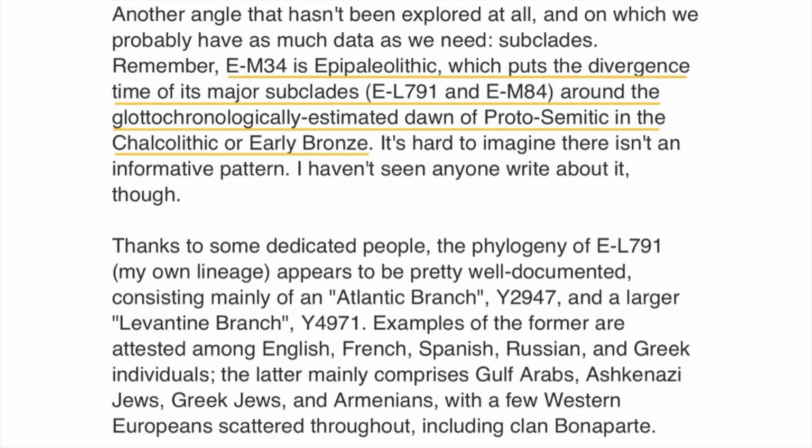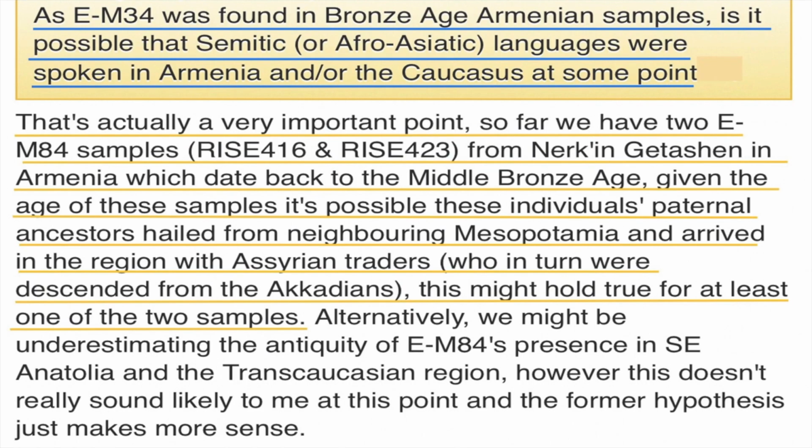E-M34 is Epipaleolithic, which puts the divergence time of its major subclades E-L791 and E-M84 around the glaciochronological estimated dawn of Proto-Semitic in the Chalcolithic or early Bronze Age. As E-M34 was found in Bronze Age Armenian samples, is it possible that Semitic or Afroasiatic languages were spoken in Armenia and/or the Caucasus at some point?